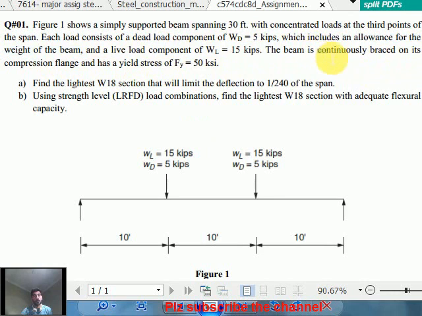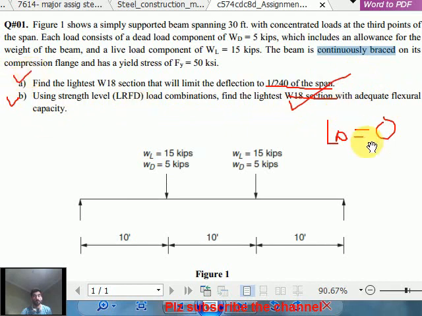Continuously braced means LB equals 0. This is one good news. Your LB is now equal to 0. Clear? This is one determination. Find the lightest W18 section that will limit the deflection. This is a bad news because you have to check the serviceability limit. Using strength level LRFD load combination, find the lightest W18. Here you are bound to find the lightest W18 section. So this is a design part, clear, and here you have to check basically the section.